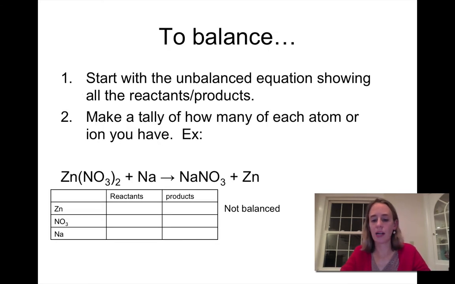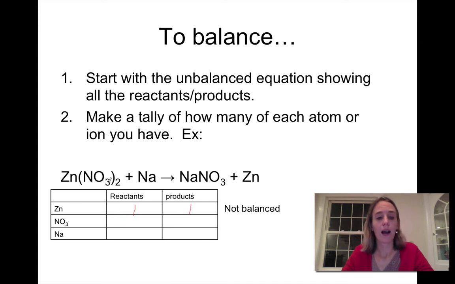Okay, so let's do some practice. We've got a reaction here of zinc nitrate with sodium, producing sodium nitrate and zinc. If you're given that in words, you would definitely want to formulate each of these formulas and start with that. But the first thing we want to do is make a tally of exactly how many atoms we have on the reactant side and the product side.